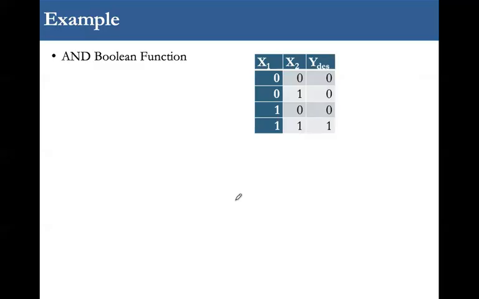Here is a representation of a Boolean AND function. For Boolean AND function, it takes two inputs x1, x2, and the desired output is given as y desired. So it can be 0, 0, the output is 0; 0 and 1, the output is 0; 1, 0, the output is 0. If both values are 1, then the output is 1. This is a normal AND function. Now we need to apply all the 5 steps in the perceptron algorithm.